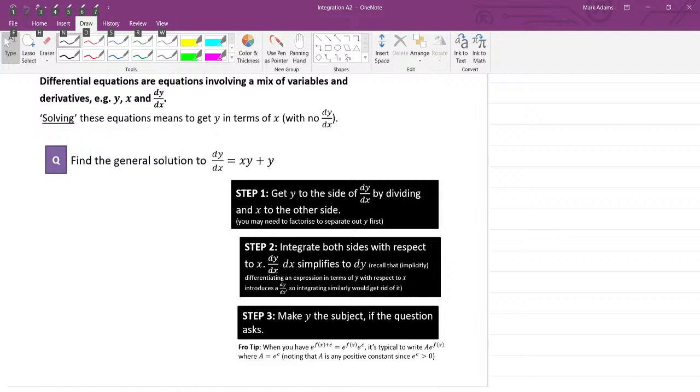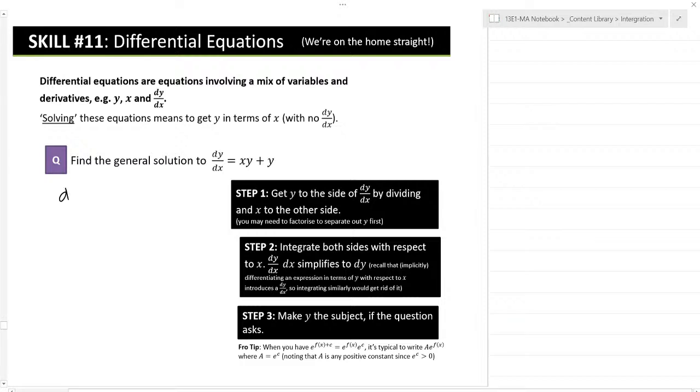Okay, so the first thing I need to do with this one, so dy by dx is equal to xy plus y. Now the problem I've got straight away is the fact that I've got that x and the y together. So how am I going to get that y on its own? Take it out as a common factor, yes, good. So it's going to be dy by dx is equal to y bracket x plus 1. And then I need to divide by the y and bring the dx up, okay?